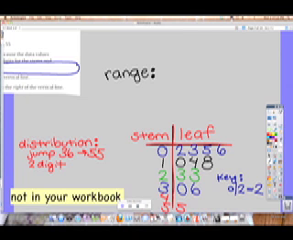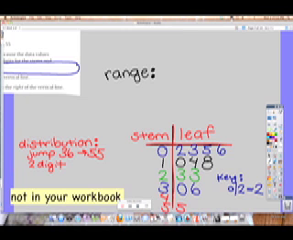That's how you find range. Do the biggest number minus the smallest number. What is the biggest number? What's the smallest number? 2. All right, so 55 minus 2, what's the range? 53. Easy enough, yeah? Okay, let's jump to mode next.